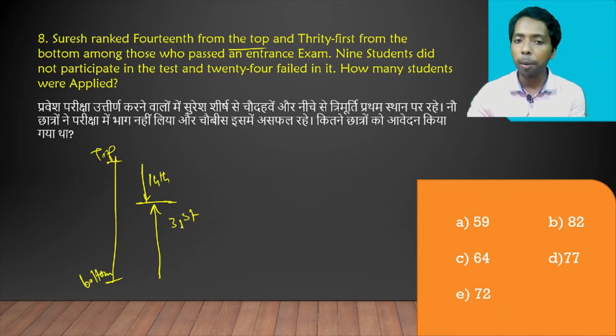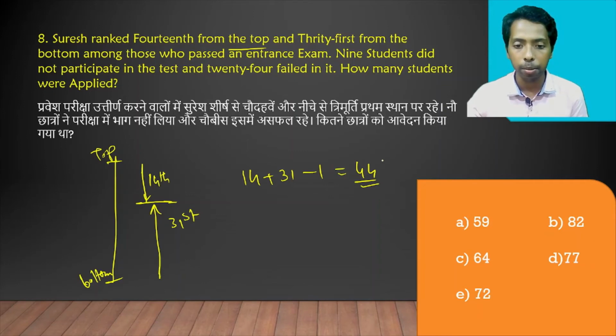Is the total number of students obtained by adding the two different positions of the same person? No, we have to subtract one, because we are counting one person's position twice here, right? So 14 plus 31 minus 1 is 44. This is the total number of students or applicants in this entrance examination, right? So who passed the examination? This is the passing candidates.